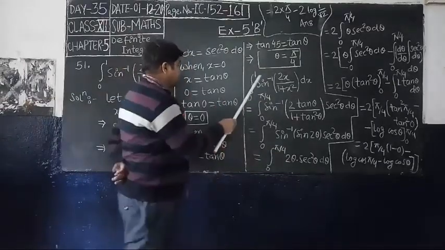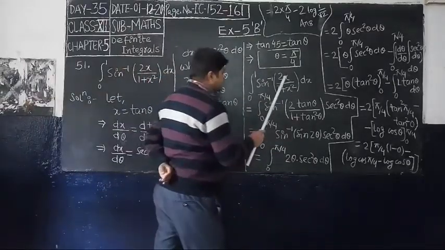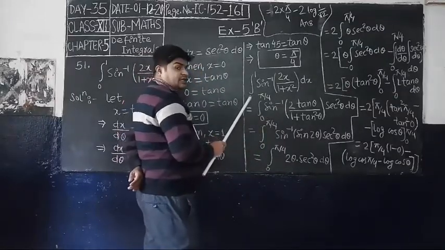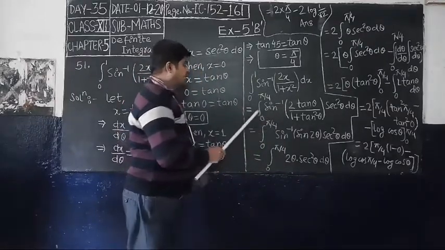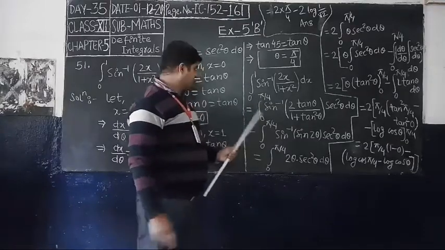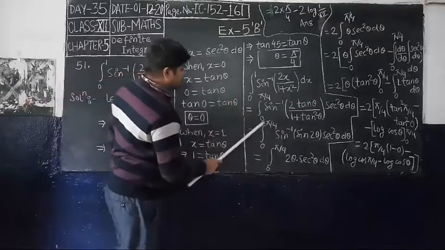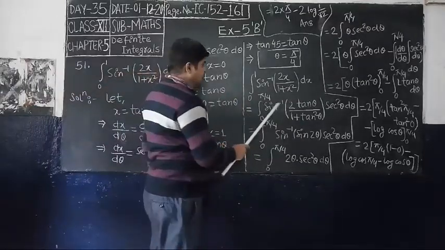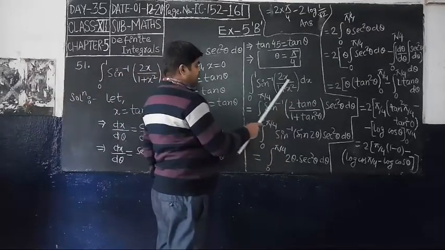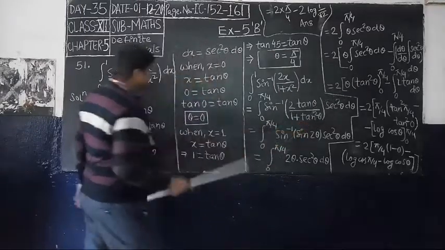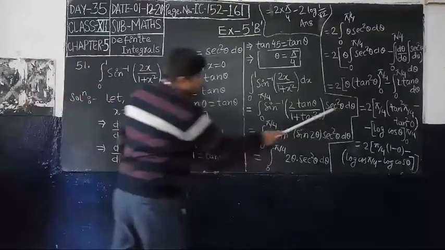Now this is your question. You have to find the integration of sine inverse of 2x/(1 + x squared) dx with limits 0 to 1. You will convert the limits: lower limit is now 0 and upper limit is pi/4. So the integral from 0 to pi/4 of sine inverse of 2 tan theta/(1 + tan square theta), and put the value of dx, which is sec square theta d theta.